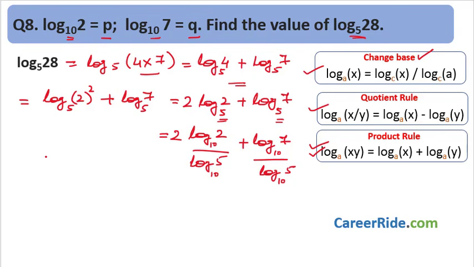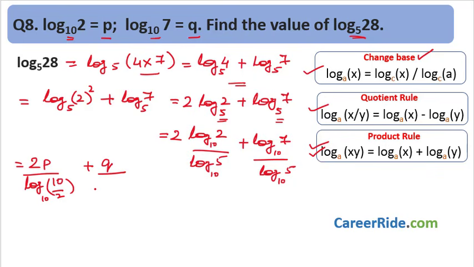Now this makes my life a little simpler, because now I can put in the values, at least in the numerators. 2 log 2, and log 2 to the base 10 we are given is p, divided by... I'm not given the value of log 5 to the base 10. So what I'll do is write 5 as 10 by 2, to the base 10. Now the value of log 7 to the base 10 is q, as given in the question.